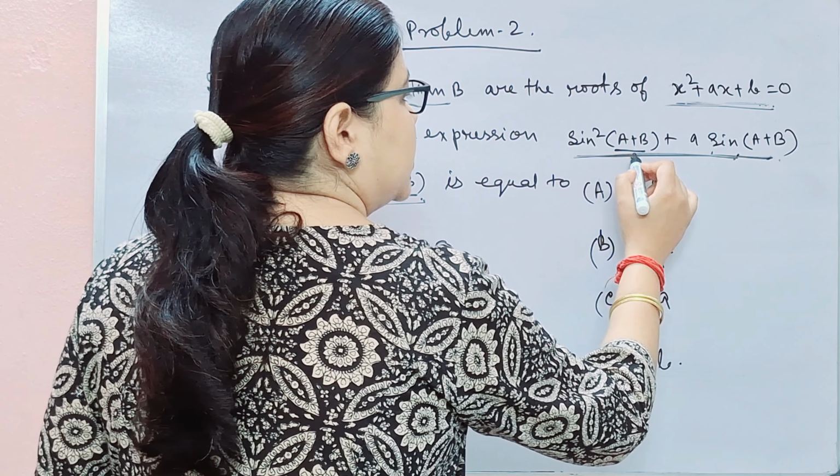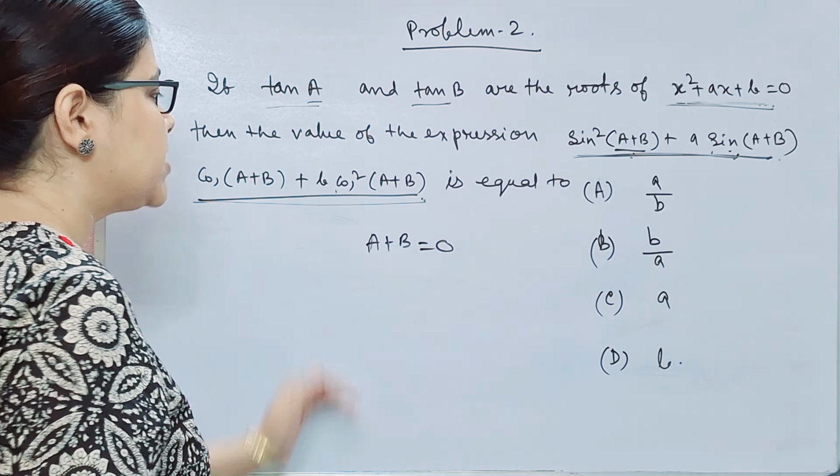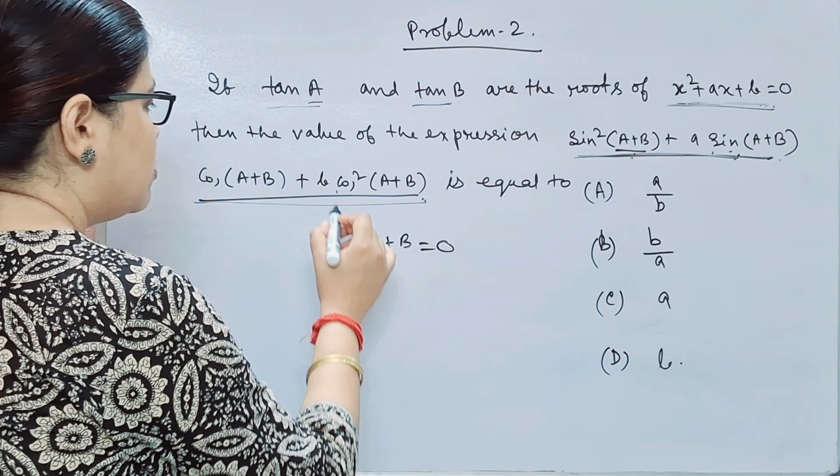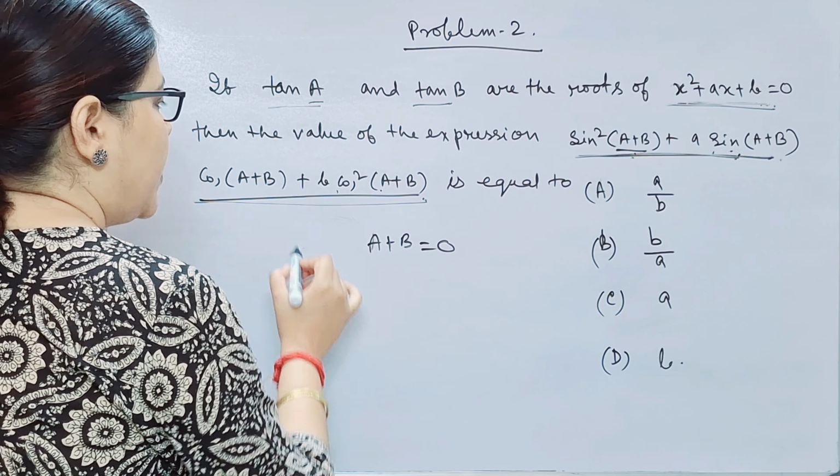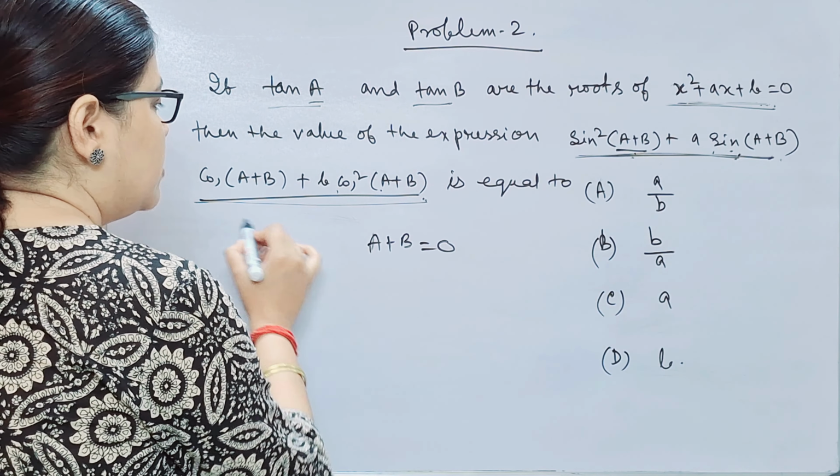So there will be 0 in the first two terms and only the third term will remain. So cos square of A plus B is 1. So the value of this expression will be B, and D is the correct option. So you can solve this problem within a minute, isn't it? Give your opinion in the comment section.